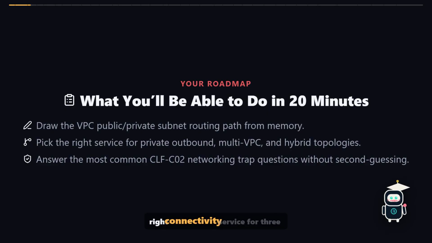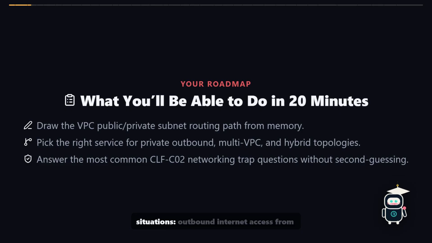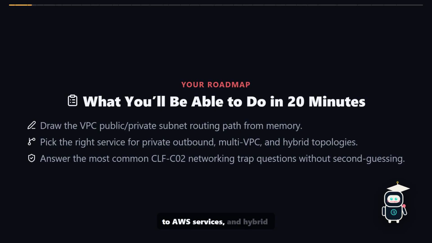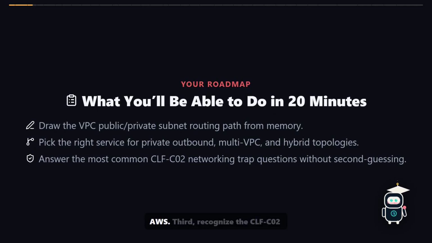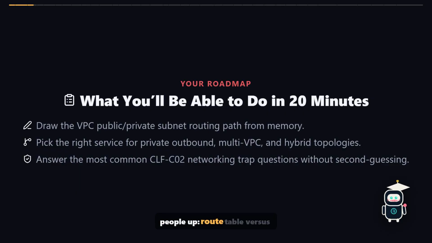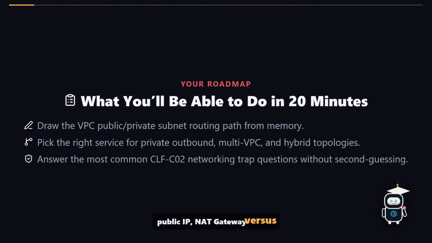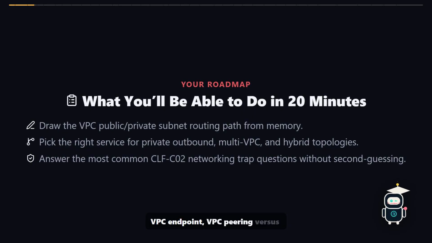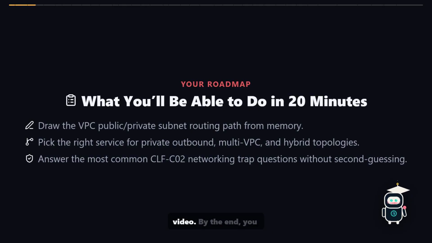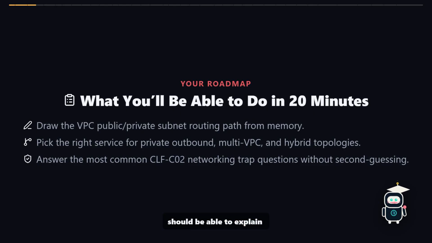Second, choose the right connectivity service for 3 situations: outbound internet access from a private subnet, private access to AWS services, and hybrid links between on-premises networks and AWS. Third, recognize the CLF-C02 networking patterns that commonly trip people up: route table versus public IP, NAT gateway versus VPC endpoint, VPC peering versus transit gateway, Route 53 versus CloudFront, and VPN versus Direct Connect. That is the whole video. By the end, you should be able to explain the networking decision, not just memorize the service name.